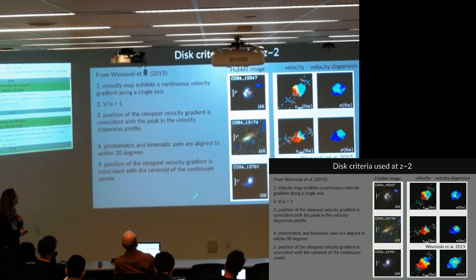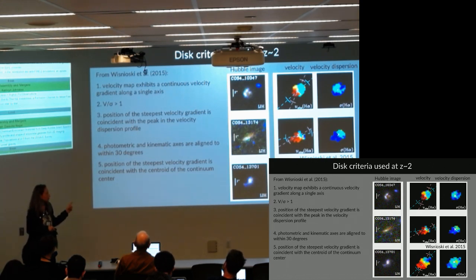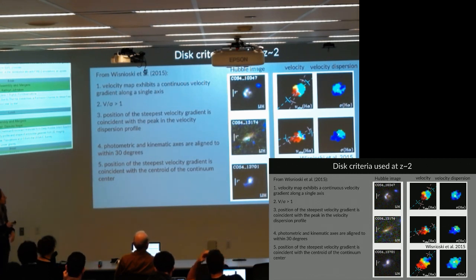And then 4 and 5 here have to do with relating these kinematic maps to the Hubble images. Simply that the photometric and kinematic axes must be aligned to within 30 degrees, and the position of the steepest velocity gradient is consistent with the centroid of the continuum. That is, the velocity gradient passes through the bulge.